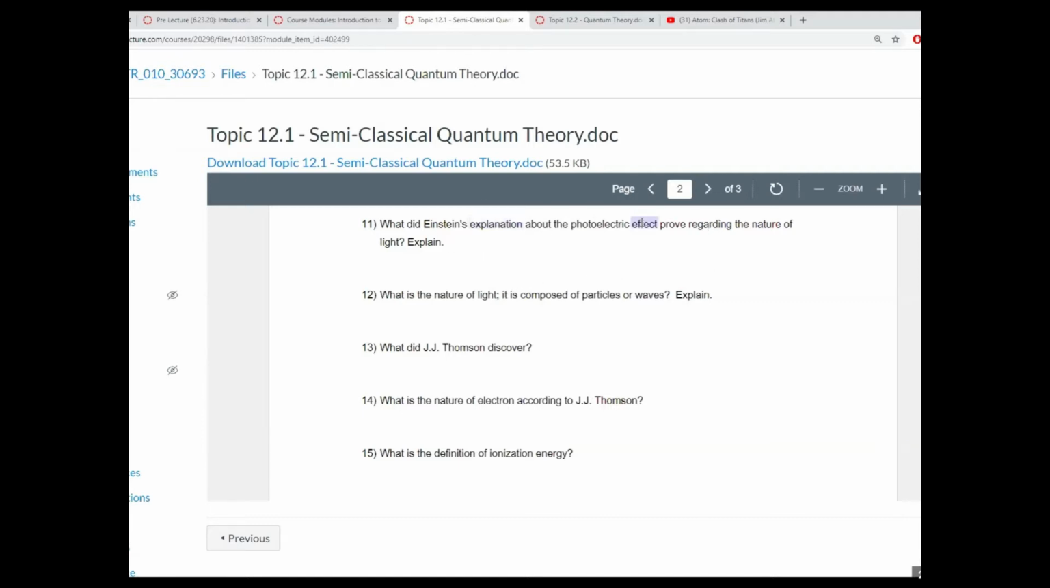That's it. Energy is quantized, which means that light is a particle. So if that's the case, what's the nature of light? Composed of particles or waves? Well, depends on the experiment. All right, depends on the experiment.